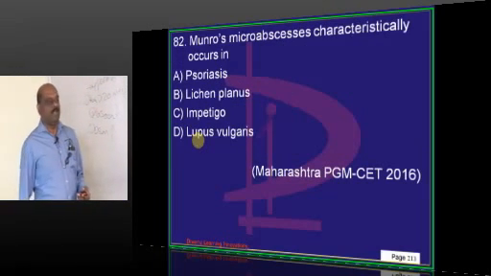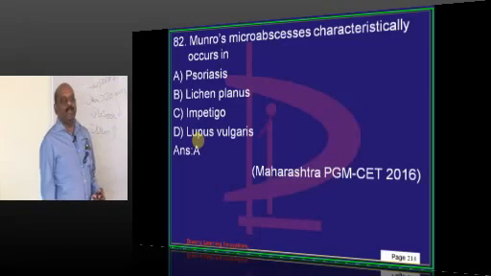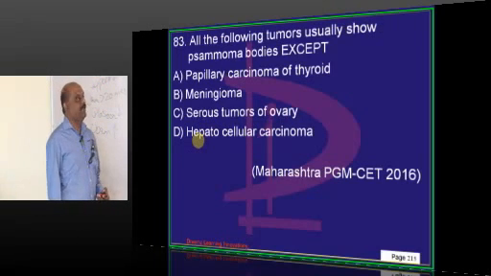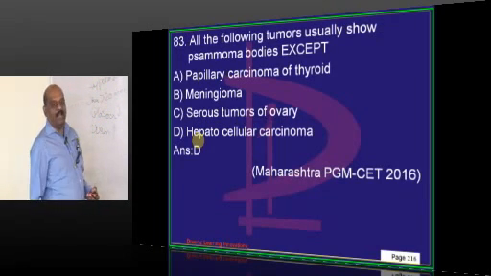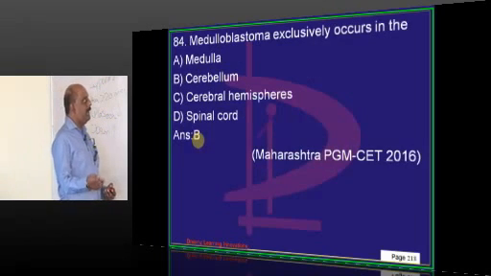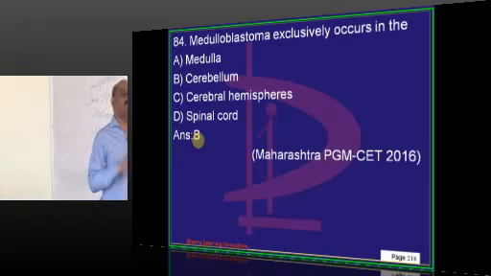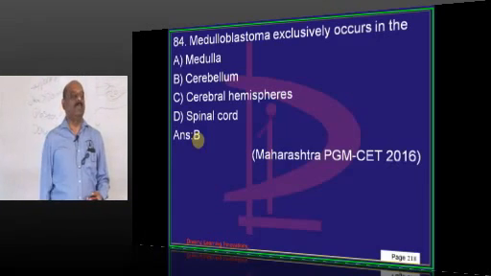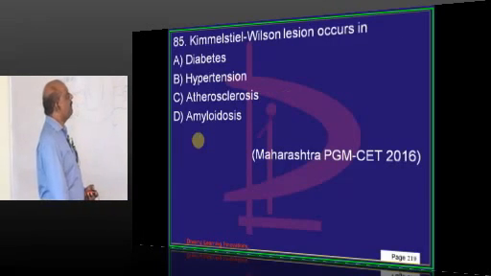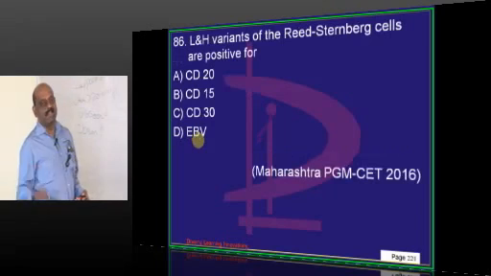Albuminocytological dissociation is Guillain-Barré syndrome. Munro microabscess is psoriasis. Psammoma bodies are not seen in HCC. Medulloblastoma, the name itself we remember it as cerebellar medulloblastoma. So easy to remember. Himmelstein-Wilson is diabetes.